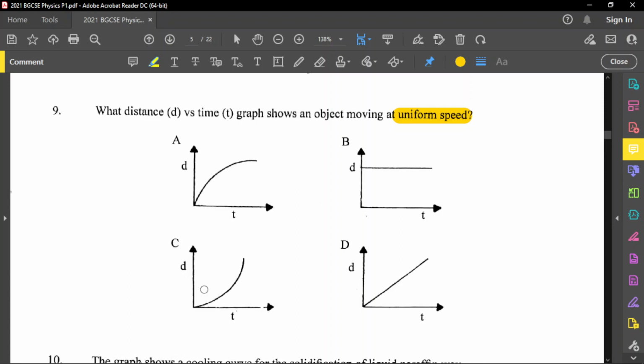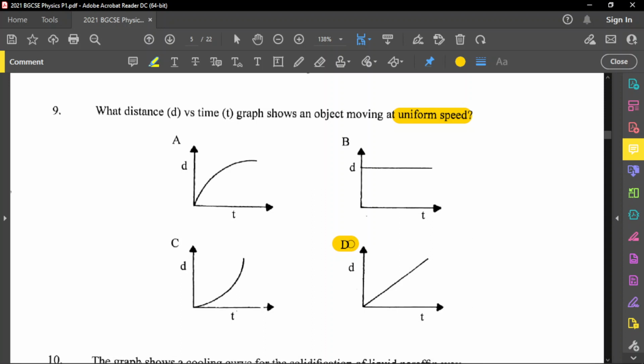And for C, there is an increase, definitely, but this is a square value here, so this is not necessarily the correct answer. And for option D, what option D is stating here is that as time increases, there is an increase in distance as well. So they're increasing directly proportional. So this would be a constant speed for sure.